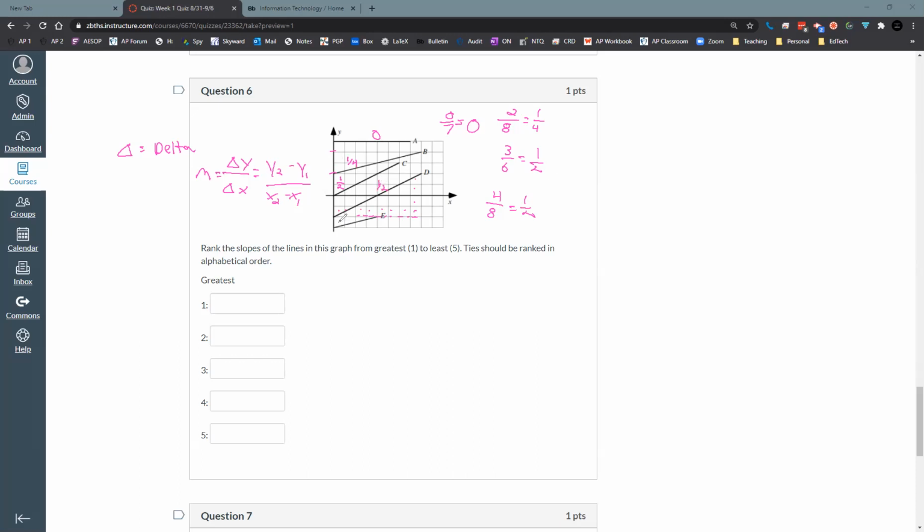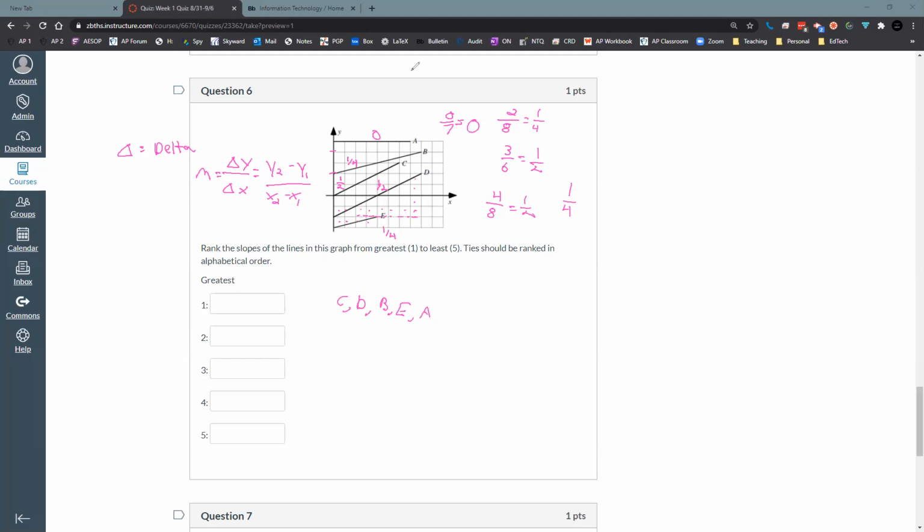Finishing up for E, it goes over 1, 2, 3, 4 and goes up 1. So that gives you 1/4, which does not simplify down to anything else. So E is 1/4. So like I said, you've got C and D at half, B and E with 1/4, which is less, and then 0. So this one should be CD, B, E, and then A at 0.